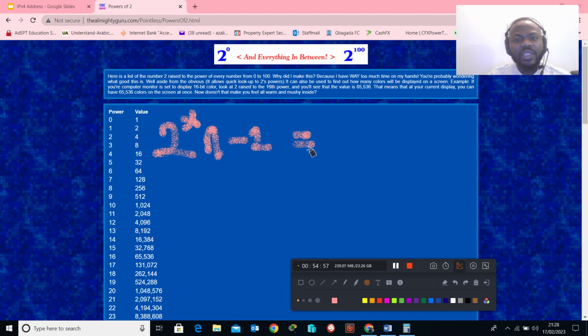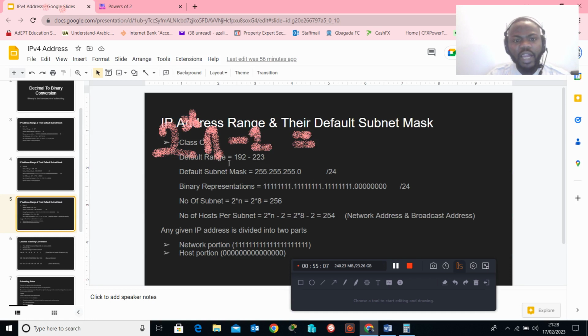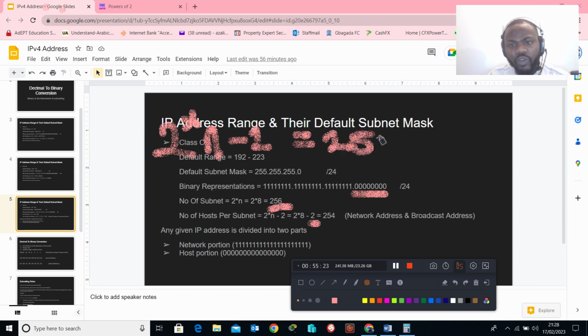So in class C, remember, if we go back to our slides, in class C we have 8 zeros, isn't it? We have 8 zeros. So we are going to take 2 raised to power n minus 2. Remember, 2 raised to power 8 is 256. Minus 2 will give us 254. So this is how you calculate this.